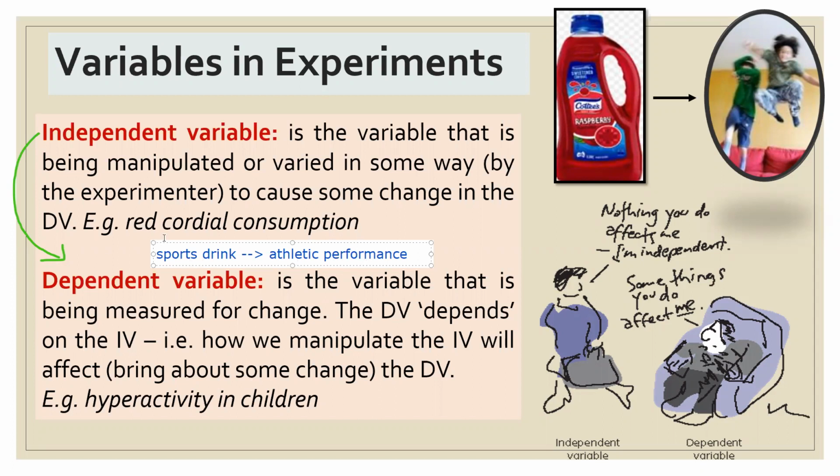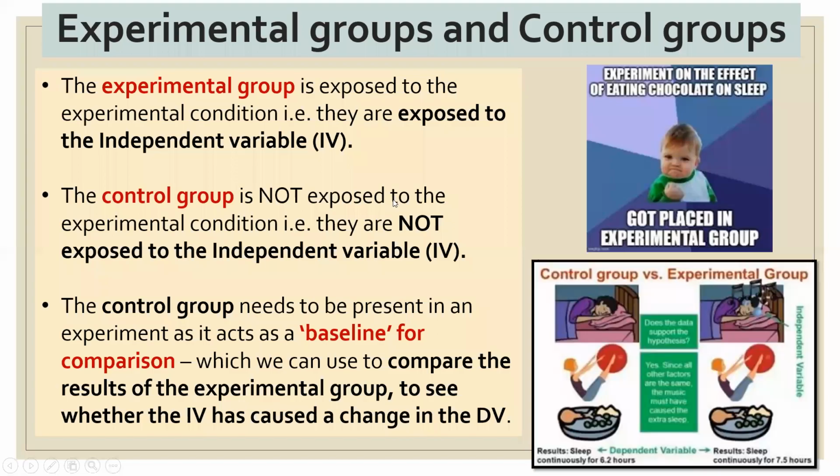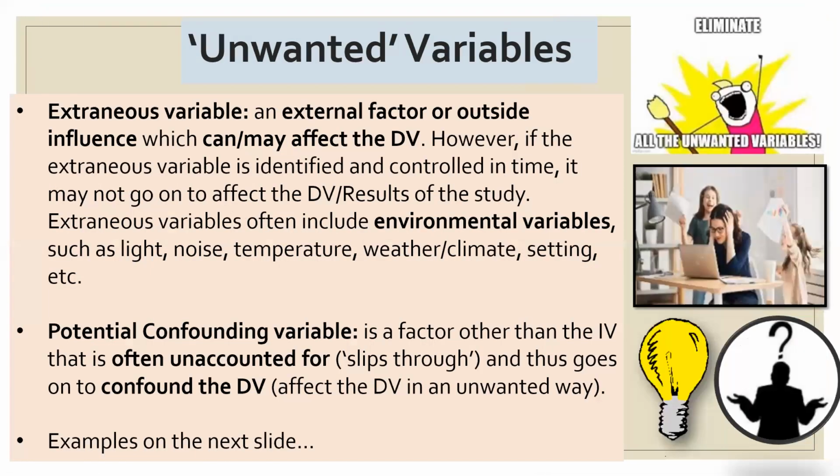So we're looking at this idea today that other than the IV, there are other variables that can influence our DV. Because these other variables make it difficult for us to determine: was it the IV that actually caused the change in results, or was it some other factor? These are actually known as unwanted variables. These are variables we don't want in our study.